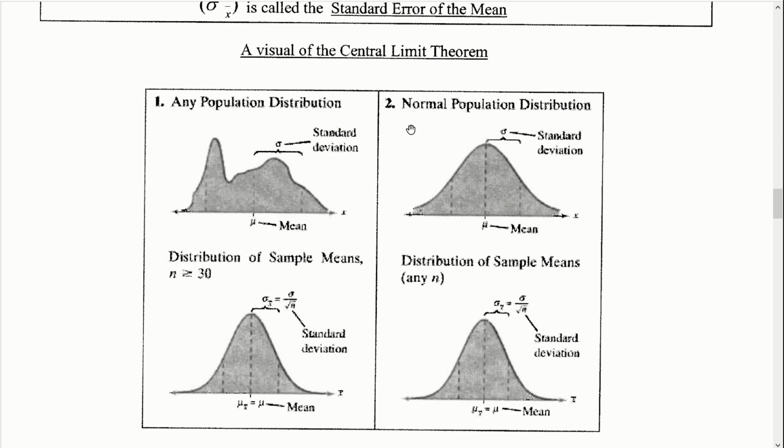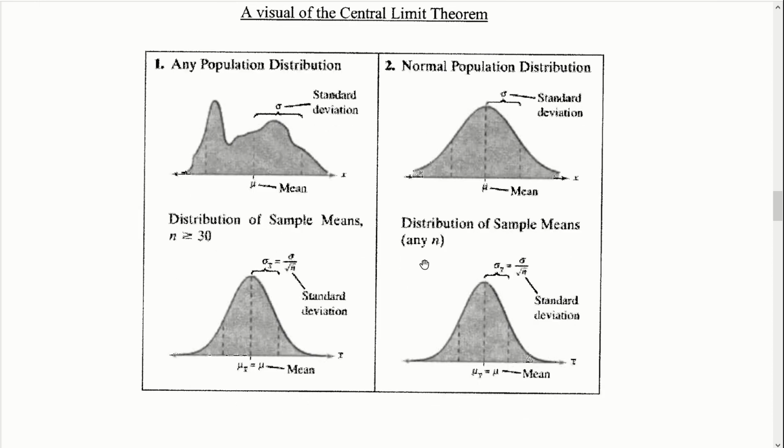In case 2, if we already start with a population that's normally distributed, then no matter what sample size you want to use, the sampling distribution will also be a normal distribution itself.